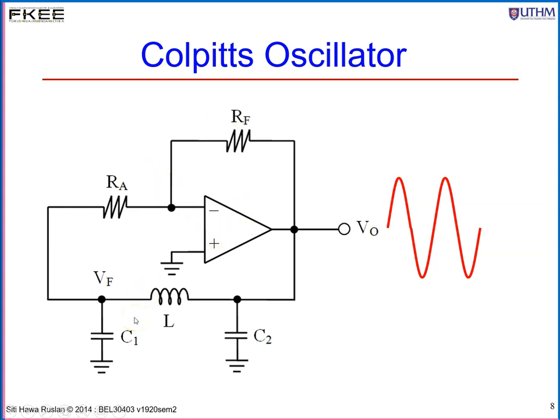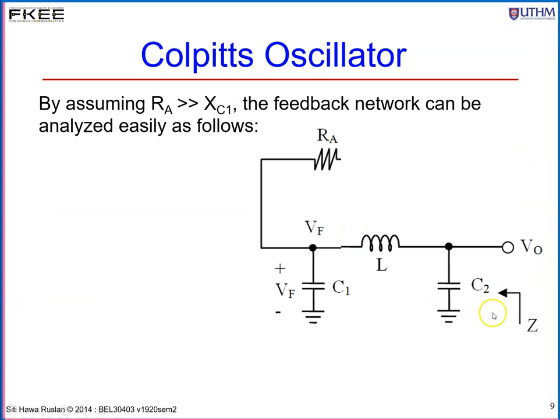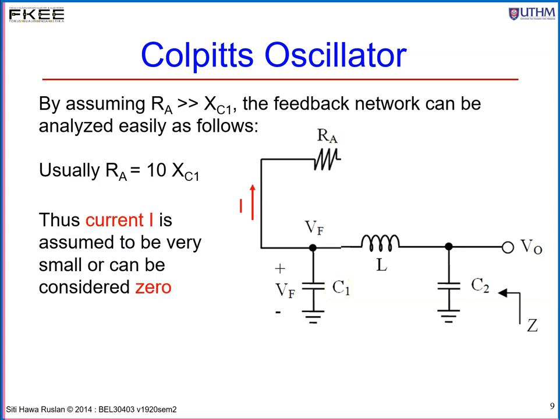So, how do you remember it is a Colpitts oscillator? You have two capacitors, but one inductor. C2 is the one connected to Vout, C1 is the one connected to the input. You must look closely at the position of C2 and C1. And in order to analyze this circuit, remember that the node over here, VF, is connected to the input of your amplifier. Usually, the value of RA over here is much greater compared to the reactance of this capacitor. Usually, RA is 10 times XC1. With that, we can assume the current over here is very small, or we can say that it is 0, and we can ignore this branch.